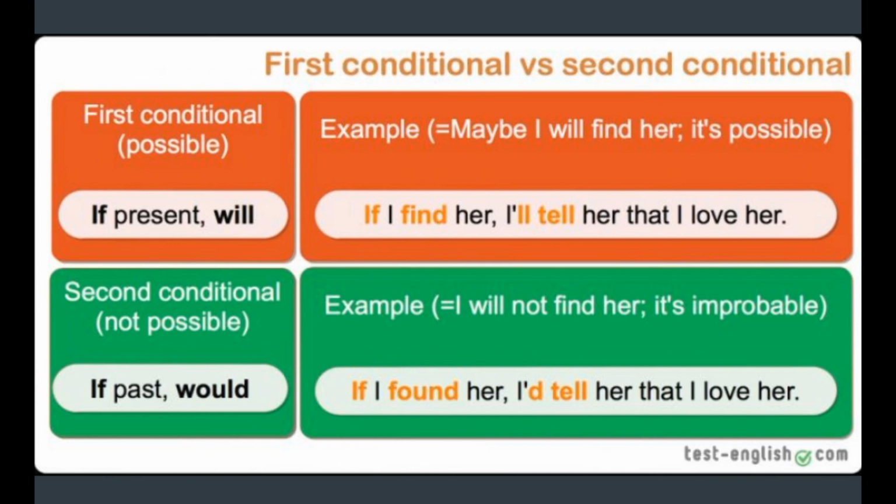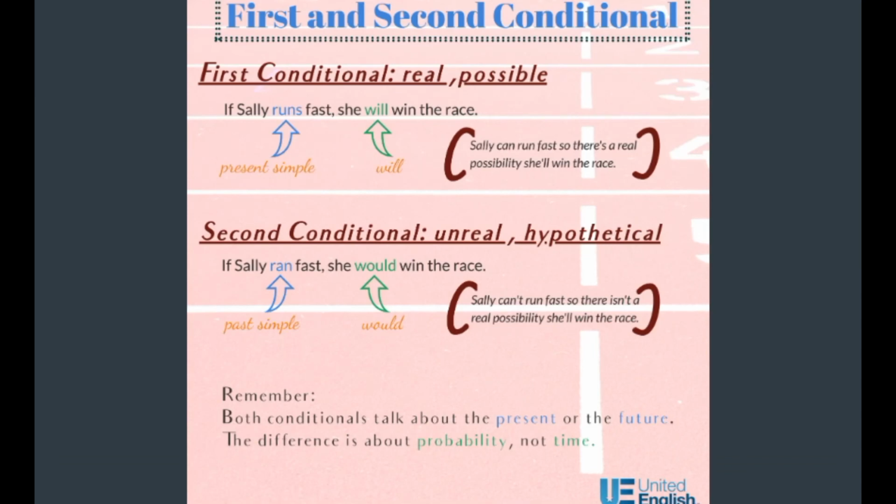But is it possible? It's improbable. I will not find her. That's the difference, you see? So, figure out first and second conditional. First conditional, real and possible.